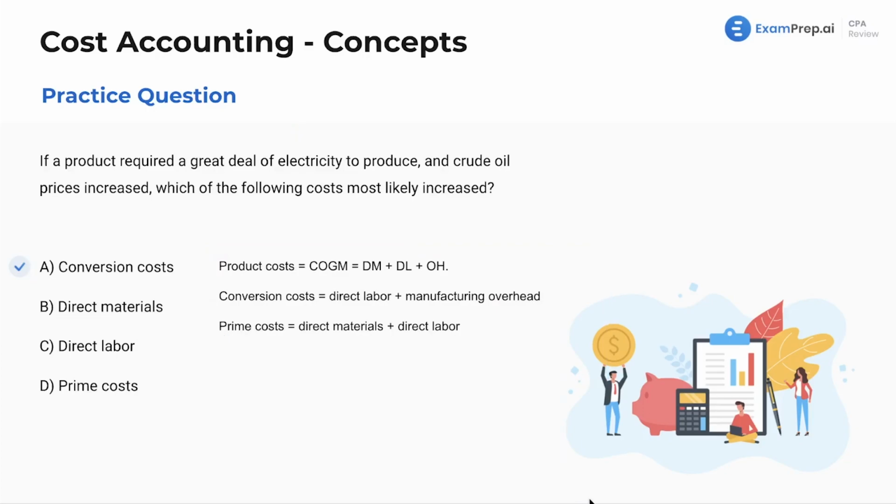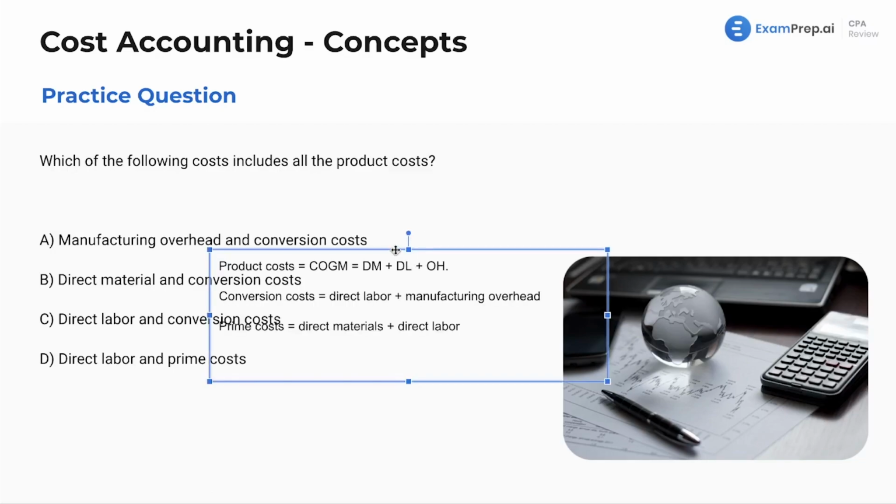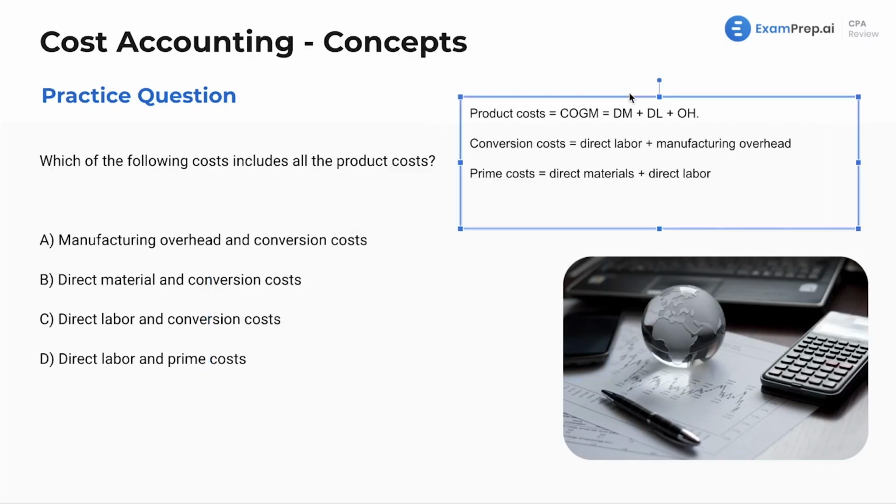Great, awesome. The best way to know that, again, would have been to memorize these formulas. Practice, practice. You are doing well. Next up, which of the following costs includes all the product costs? Again, I'm going to paste our formulas in here. Memorize all the way. Well, we know product costs equal materials, labor, and overhead.